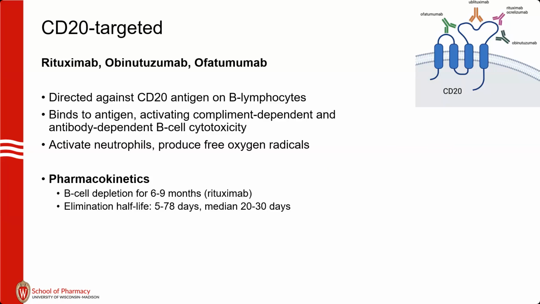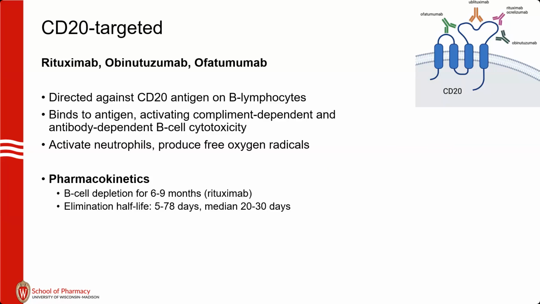They all target slightly different epitopes of that CD20, but they lead to binding of this antigen, activation of a complement-dependent as well as antibody-dependent B cell cytotoxicity, and they also have other mechanisms by which they activate neutrophils and produce free oxygen radicals.